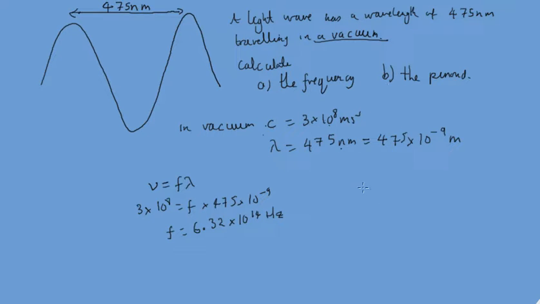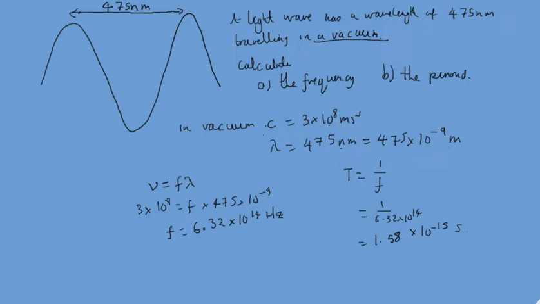And then to find the period, we use our equation: the period is equal to 1 over the frequency. So that will be 1 over 6.32 times 10 to the 14, which is 1.58 times 10 to the minus 15 seconds.